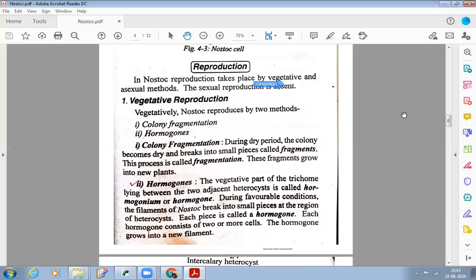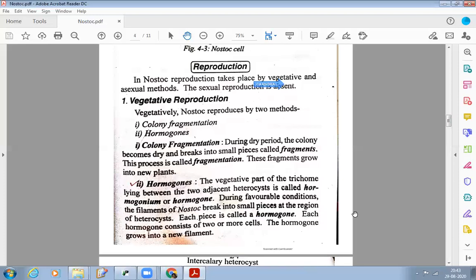Next is the hormogone. Hormogones are vegetative cells. They are the row of vegetative cells present between two heterocysts. They can be between an intercalary heterocyst and a terminal heterocyst, or between two intercalary heterocysts. The vegetative part of the trichome lying between two adjacent heterocysts is known as hormogonium or hormogone. Hormogonium is singular, whereas hormogone is plural.